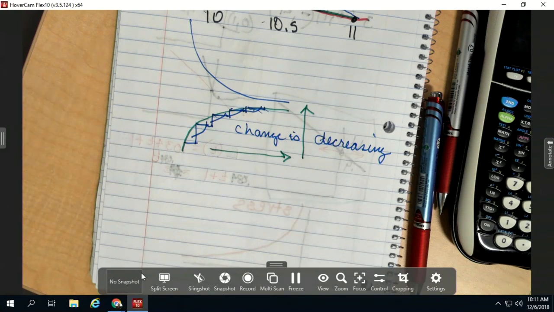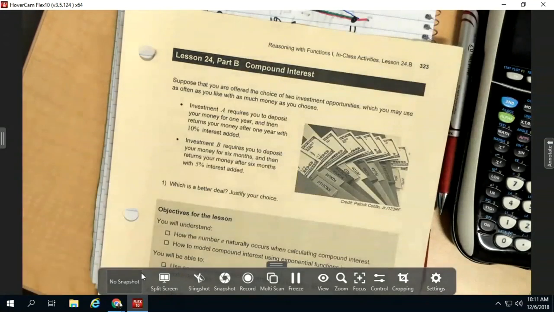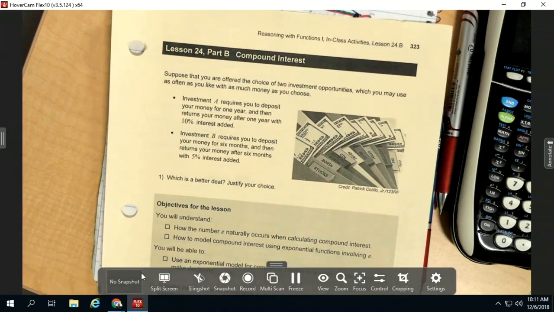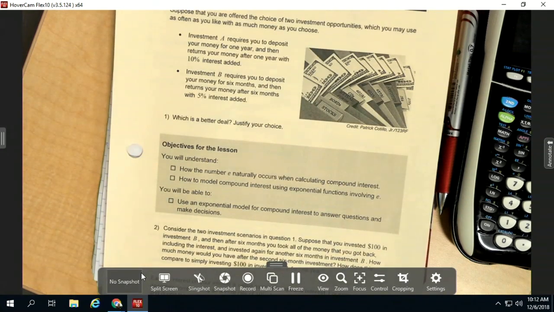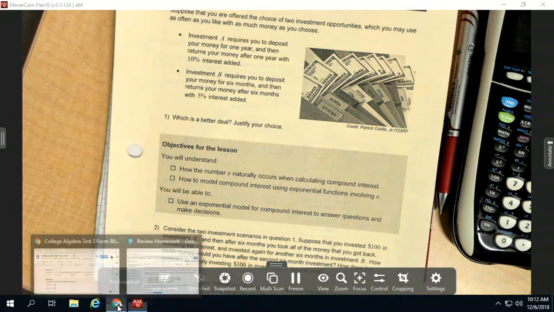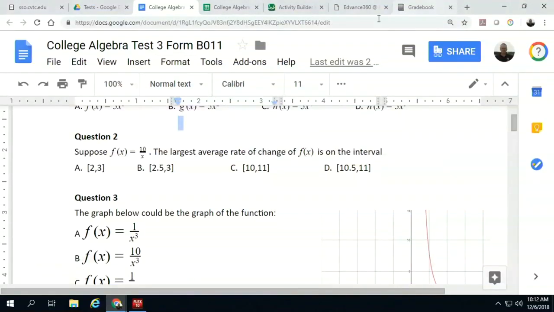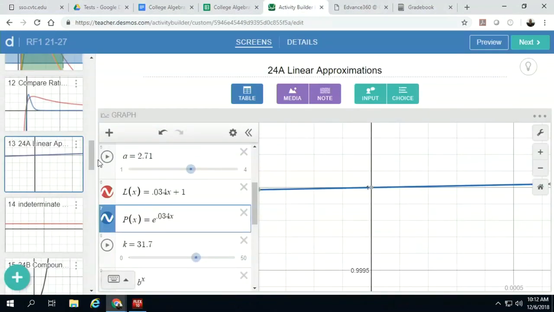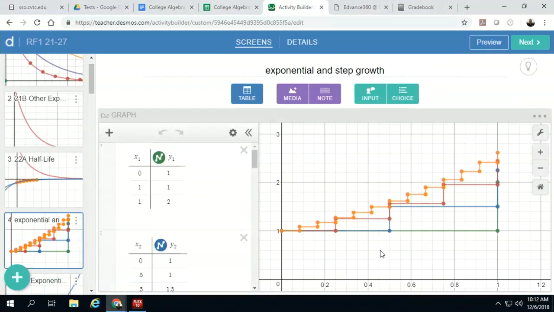Page 323. Compound interest. Investment A requires that you deposit your money for 1 year, then returns your money after 1 year with 10% added. B requires your money for 6 months, then returns your money after 6 months with 5% added. Which is a better deal? So it's just like that graph that we did here, which said the more often you compound, what happened? The more money you get.